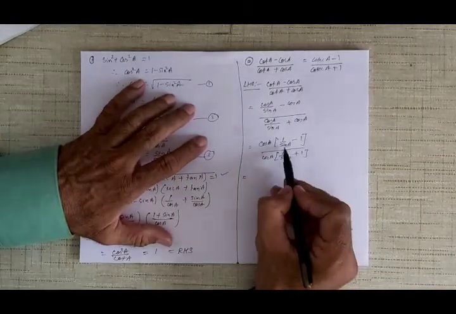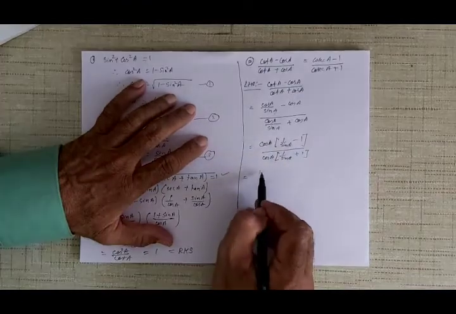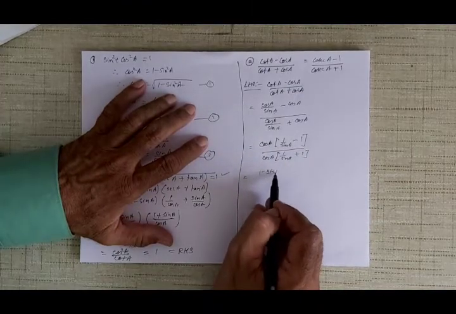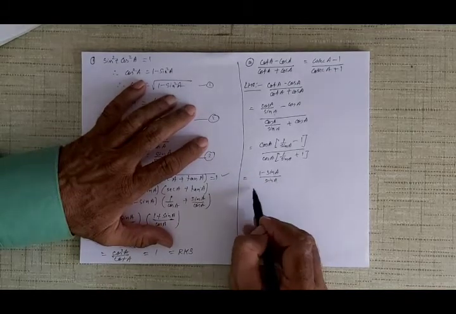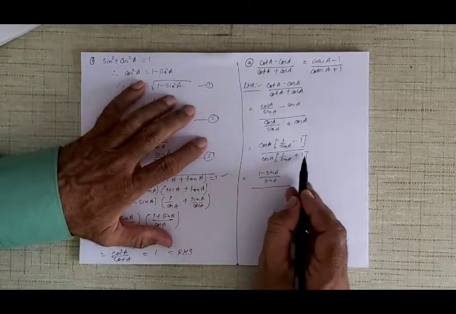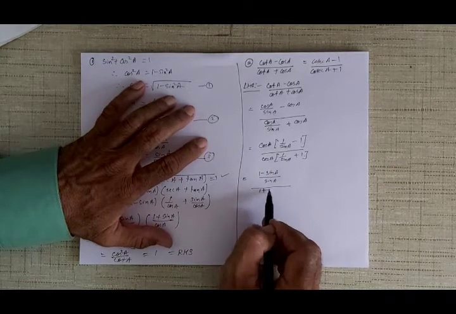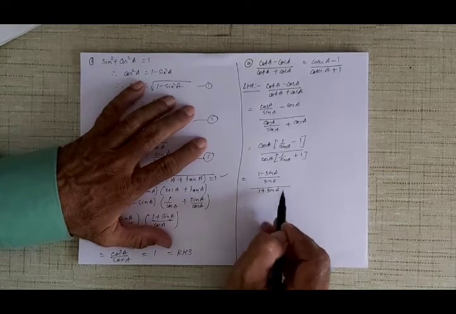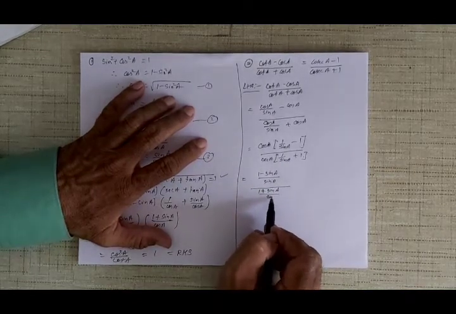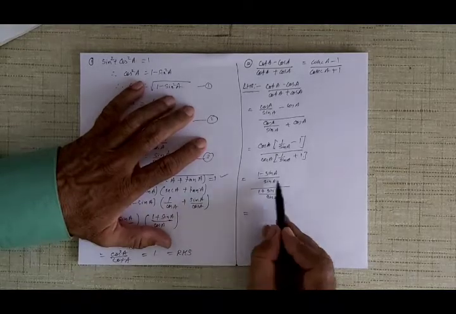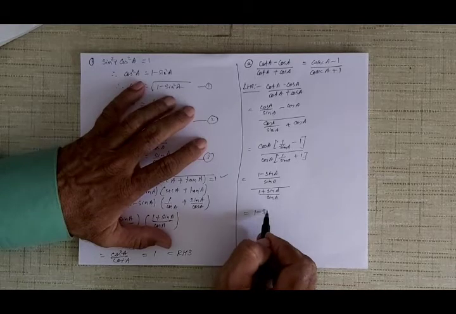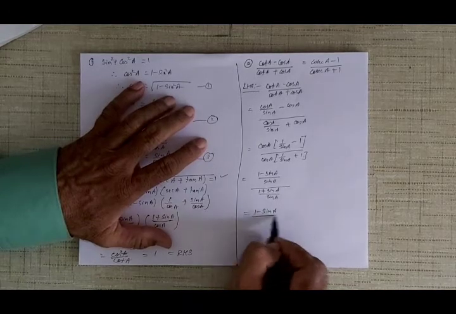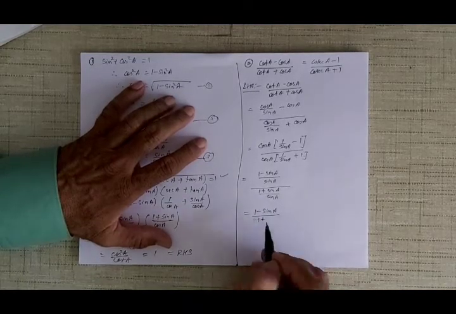Okay, so in the numerator if I take common, I get 1 minus sin A upon sin A, and in the denominator I will get 1 plus sin A upon sin A. Now you can see this sin A and this sin A will cancel out. So I get 1 minus sin A upon 1 plus sin A.